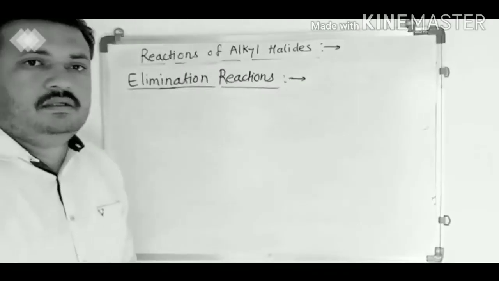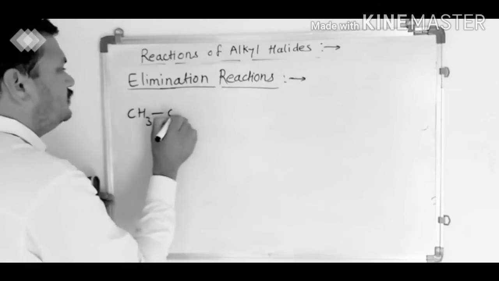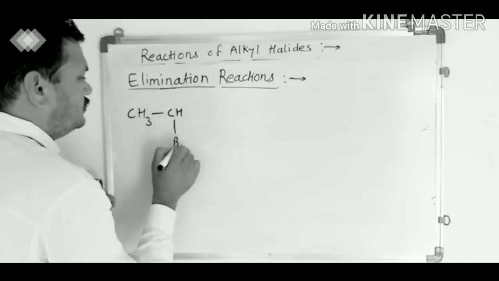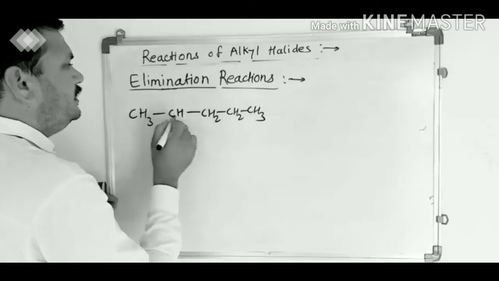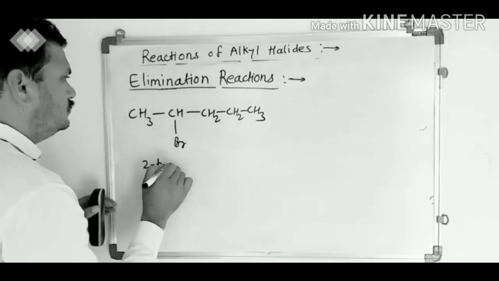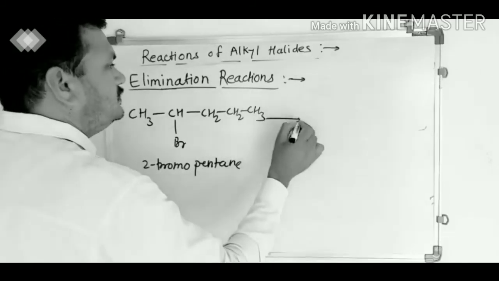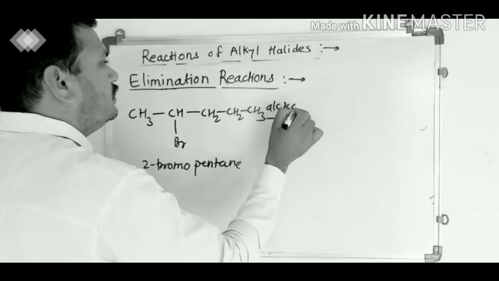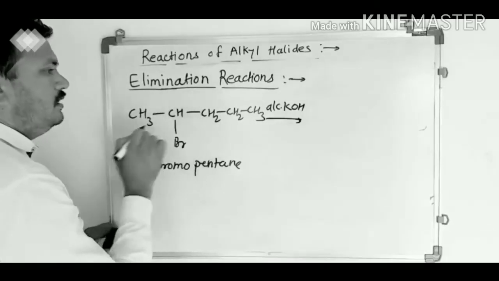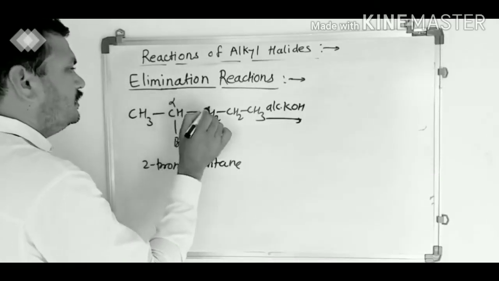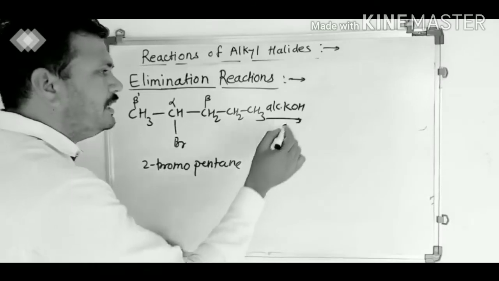Okay. We will take another example for this elimination. It is CH3 CHBr CH2 CH2 CH3, 2-bromopentane. When it is treated with alcoholic KOH, again there are two types of beta hydrogen atoms. It is alpha carbon, it is beta, it is beta dash. Again we will get two types of products.